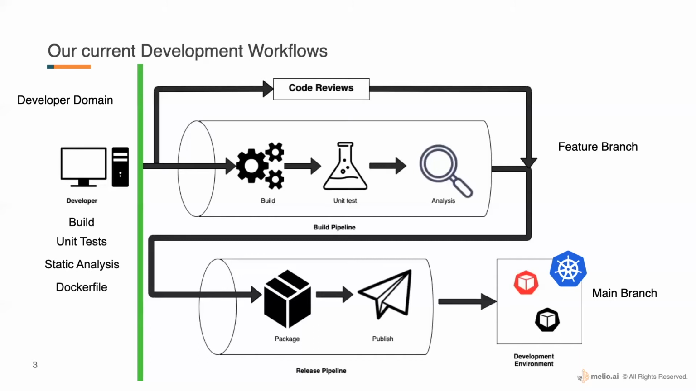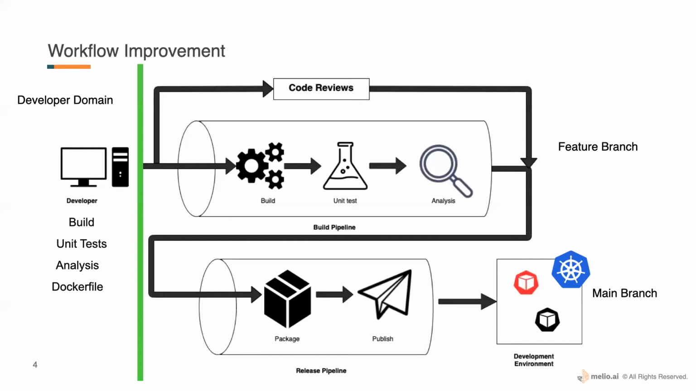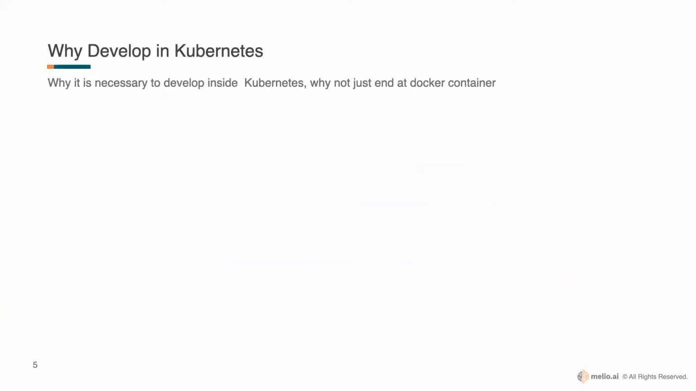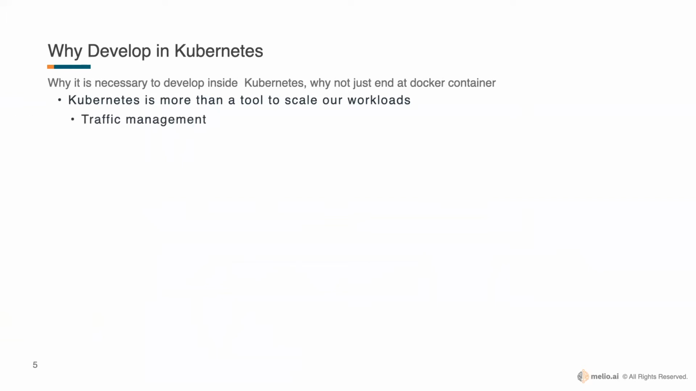So the question is, why can't we do the same with our environment as well? Why can't we get our environment closer to the developer? Why do we really need to do that? There are a couple of things. We have realized that Kubernetes is not just about scaling our workloads anymore. It has turned into traffic management, which is how we manage how things talk to each other, and access control. We manage our configurations there.